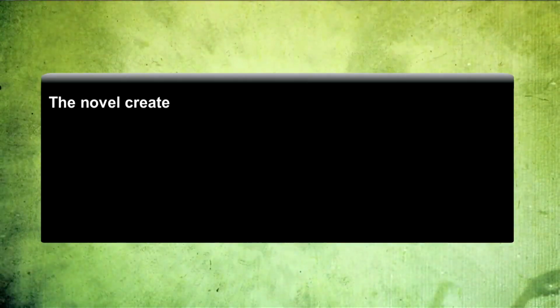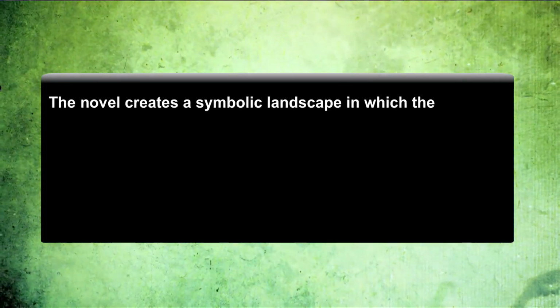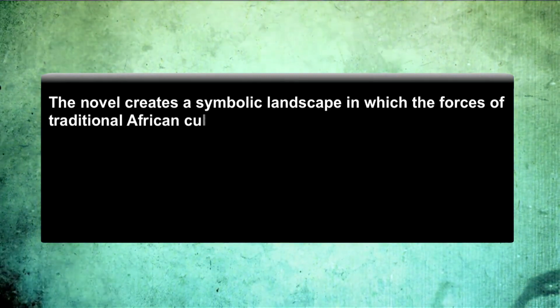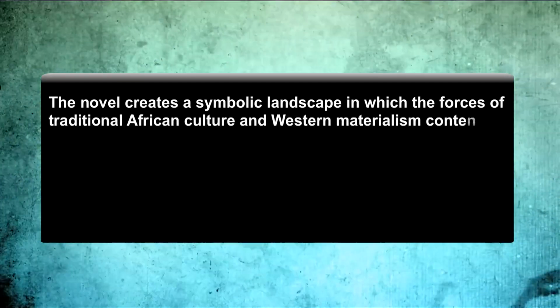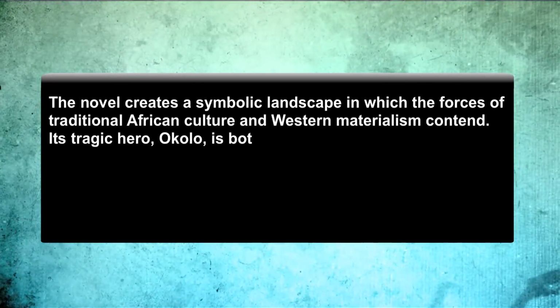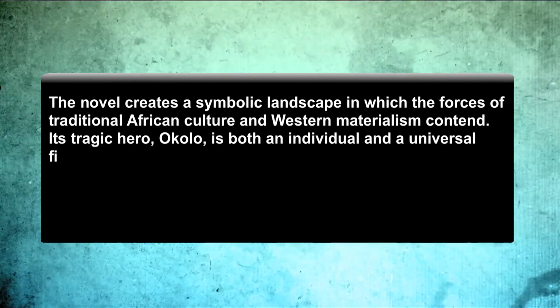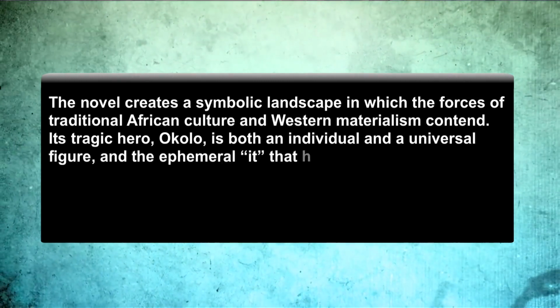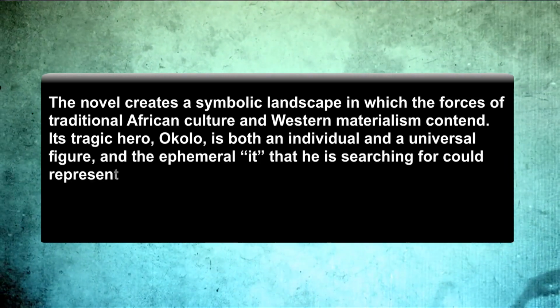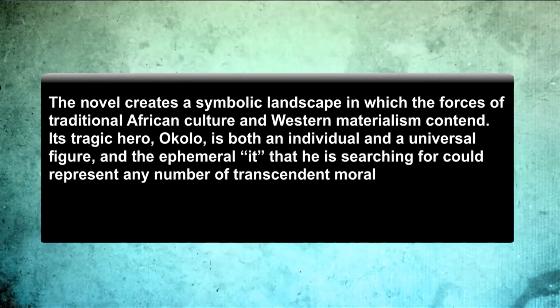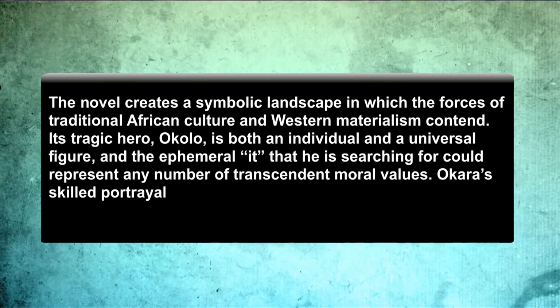The novel creates a symbolic landscape in which the forces of traditional African culture and Western materialism contend. Its tragic hero, Okolo, is both an individual and a universal figure, and the ephemeral it that he is searching for could represent any number of transcendent moral values.